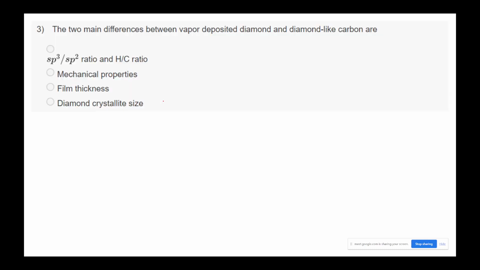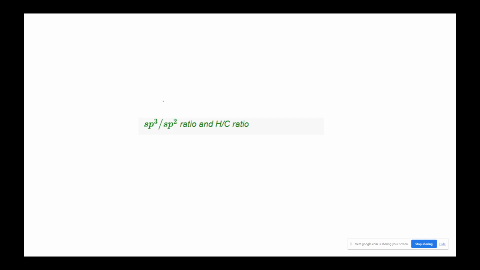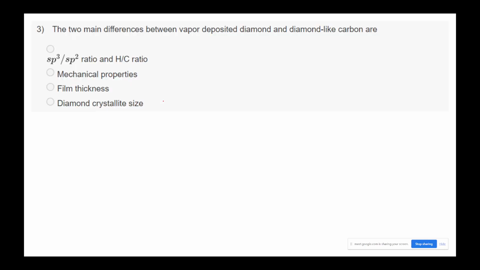Now, the two main differences between the vapor deposited diamond and the diamond like carbon are the sp3 sp2 ratio and the H by C ratio, not mechanical property, film thickness, or the diamond crystallite size. So basically when you get a vapor deposit, the sp3 and the sp2 ratio will be different, and also the H by C ratio will be different because the packing system will change in the vapor deposited diamond and the diamond like carbon. So that's why these are the two main differences, the sp3 sp2 ratio and the H by C ratio.